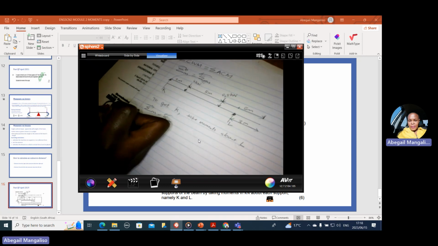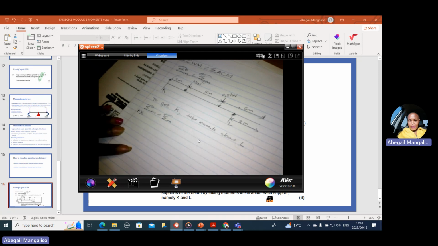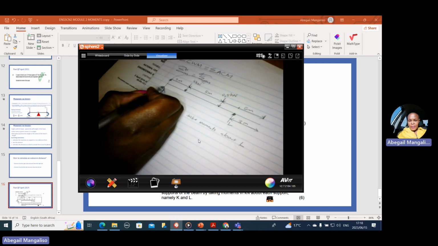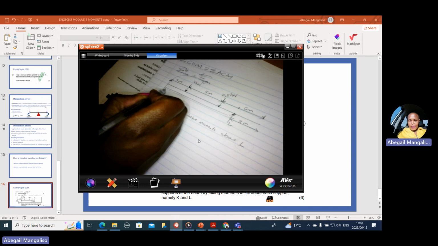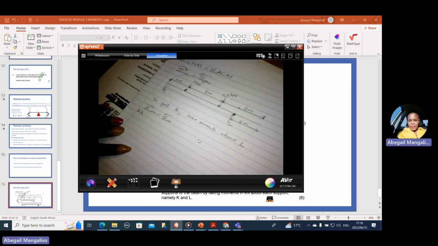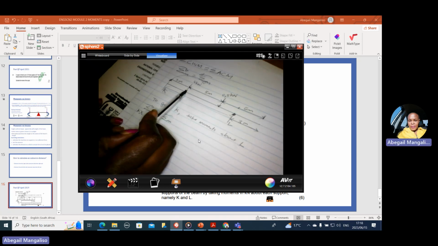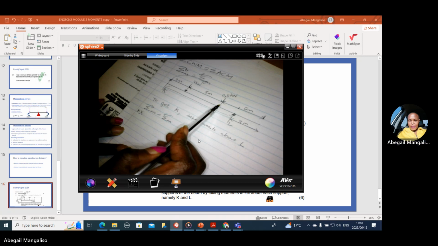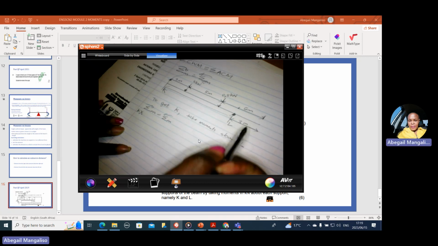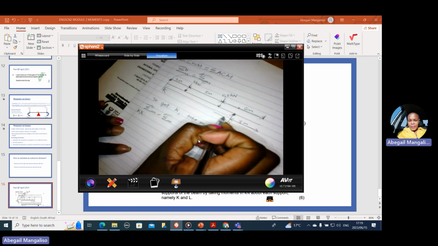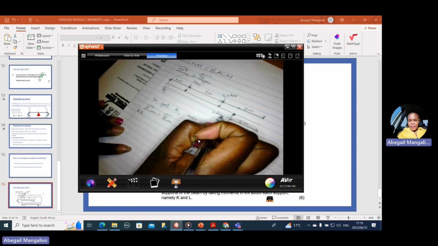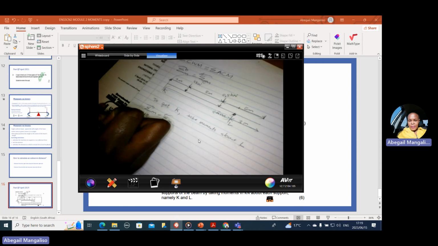So K is clockwise, but it must be a moment. A moment is a force and a distance. Now, the distance will be the distance between K and L, and the distance between K and L will be 10. Let's count it. This is 3, this is 5, and this is 3. So if this total is 5, the remaining distance here is 2 meters. So it's K times 10.